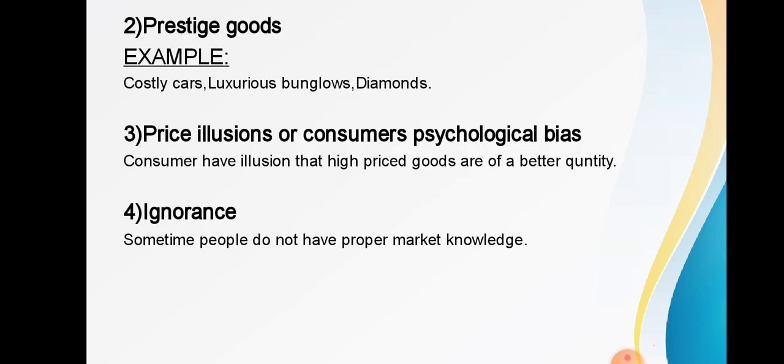Next one is the prestige good. What do you mean by prestige good? For example, diamonds, high-priced motor cars, and luxurious bungalows are prestige goods. Such goods have a snob appeal.